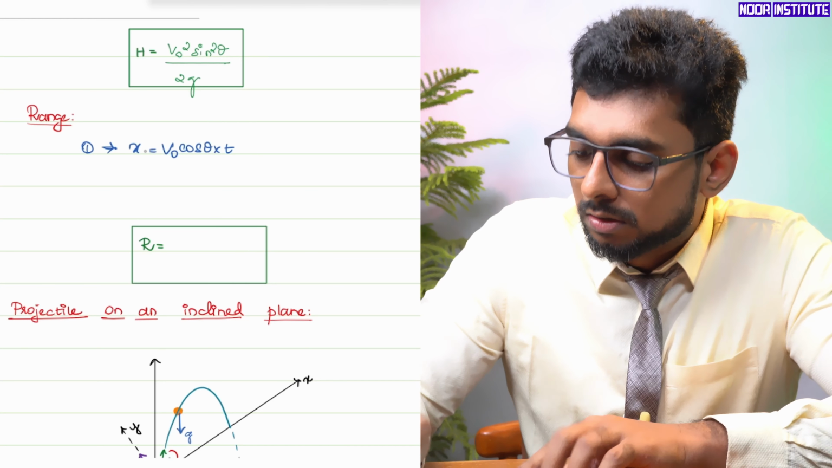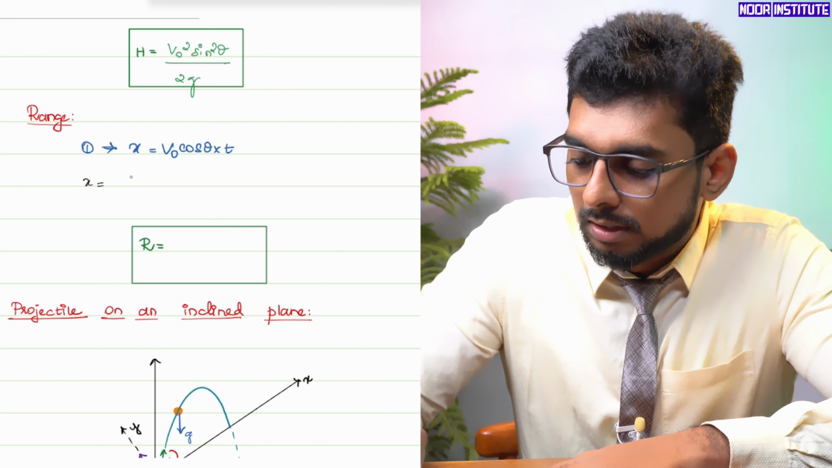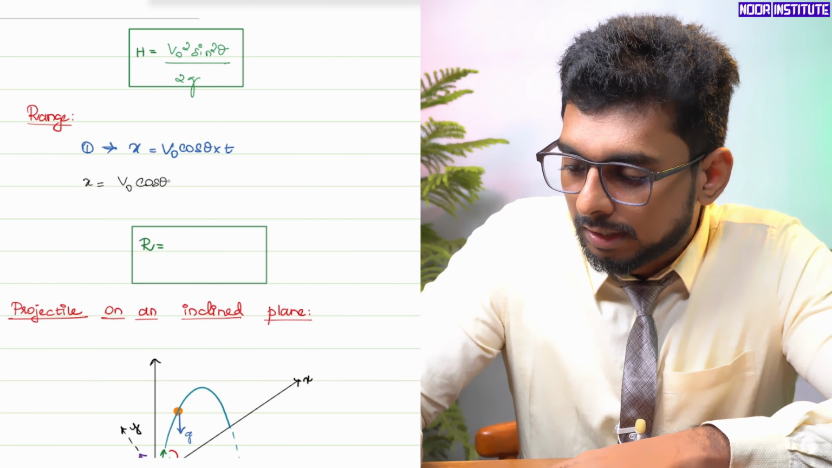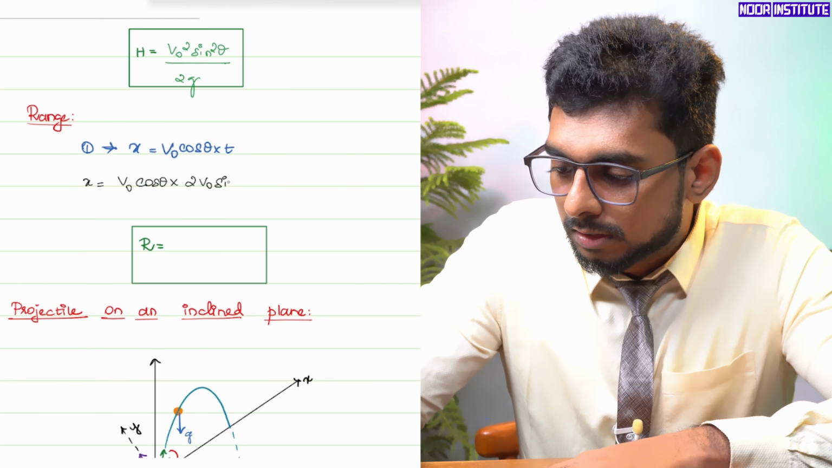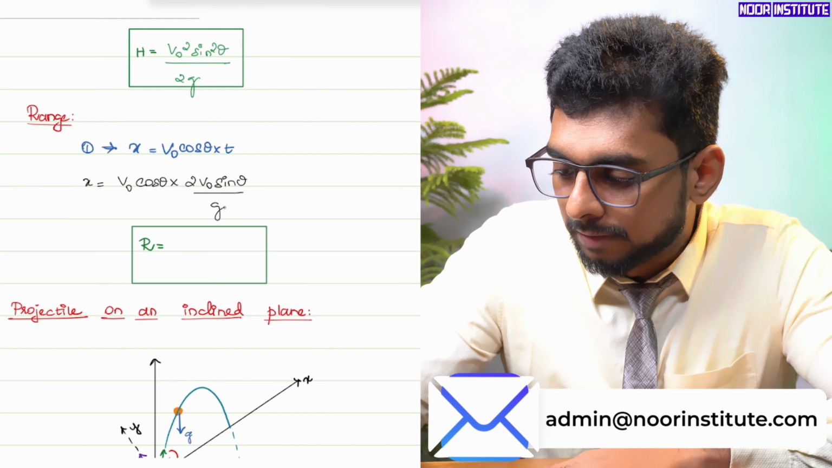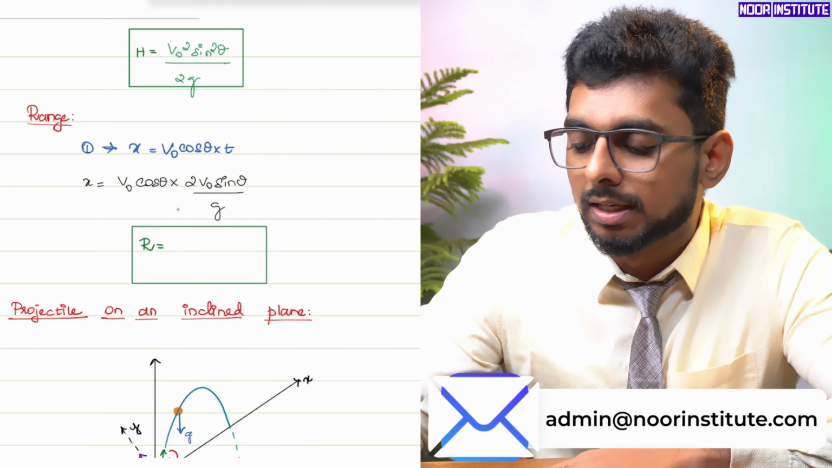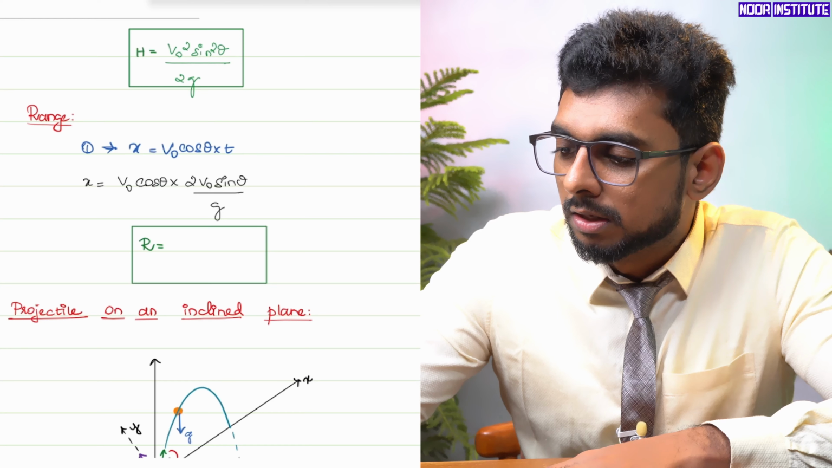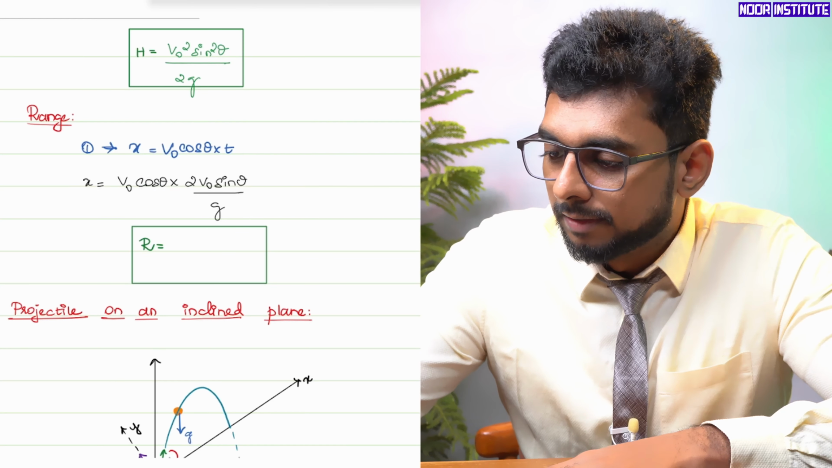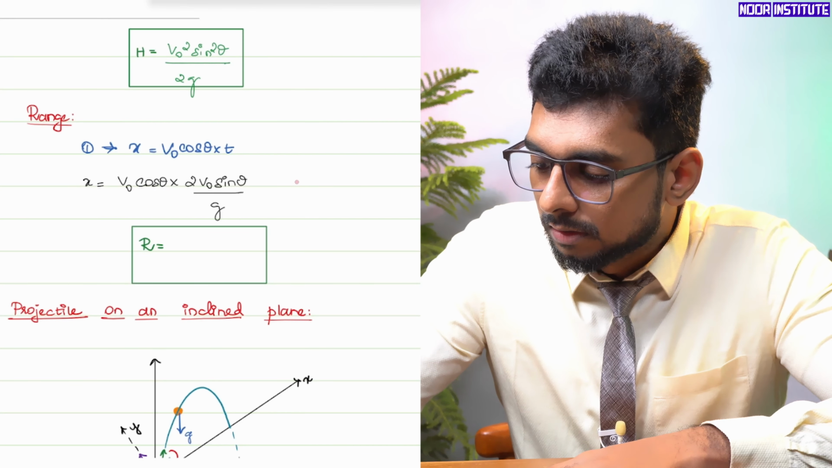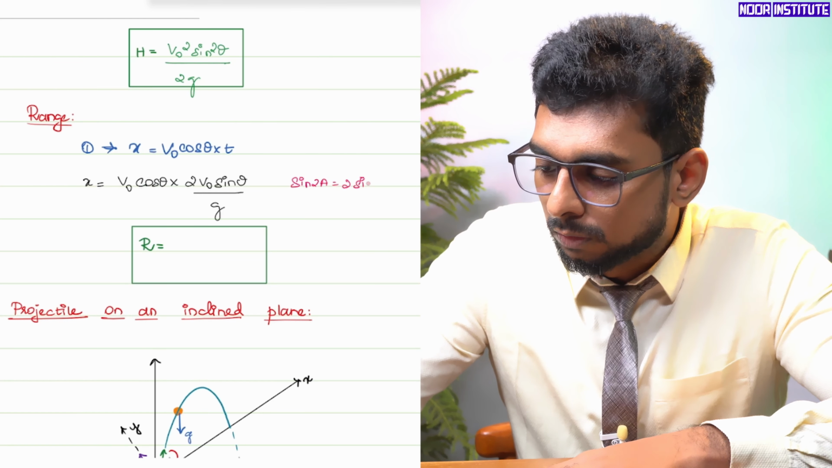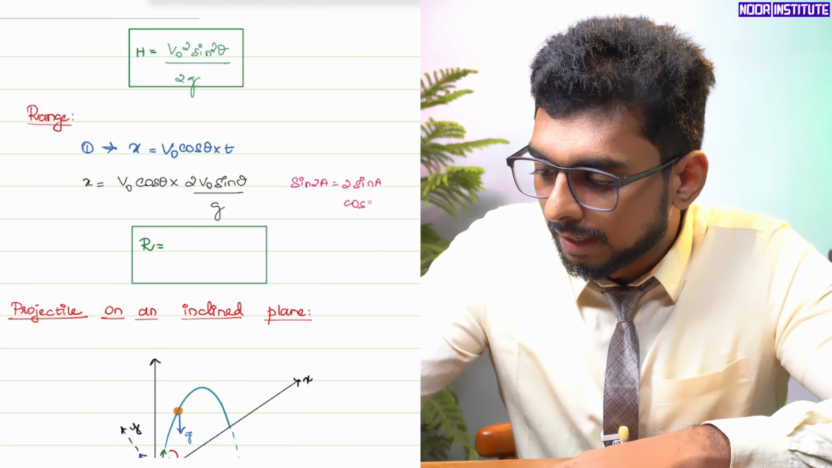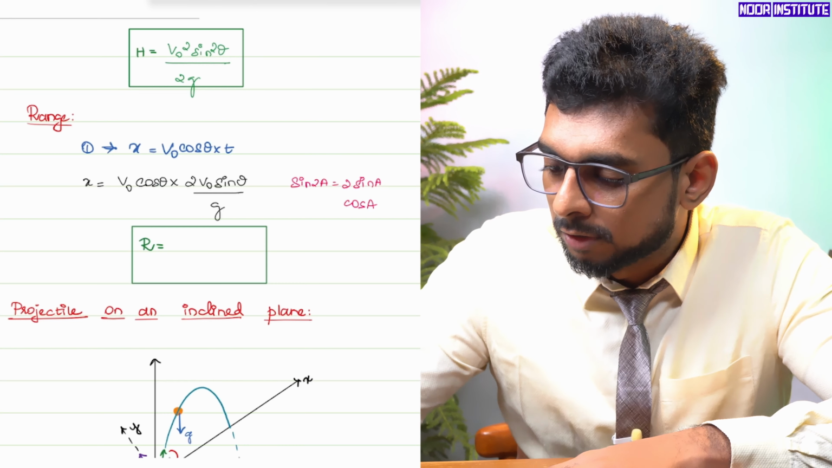If I solve this one, you'll have x equal to V naught cosine theta, and instead of t, I'll substitute 2 V naught sine theta divided by g. The total time taken is what I've substituted over here. So the relation here is sine 2a, which is nothing but 2 sine a cosine a. This is the relation that I'm going to use here.